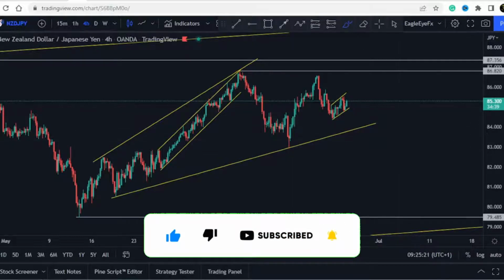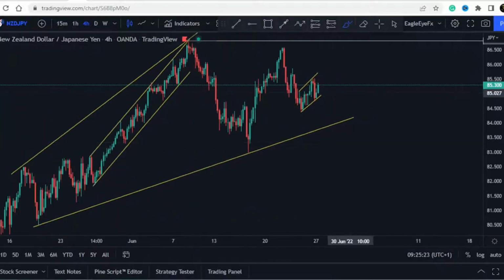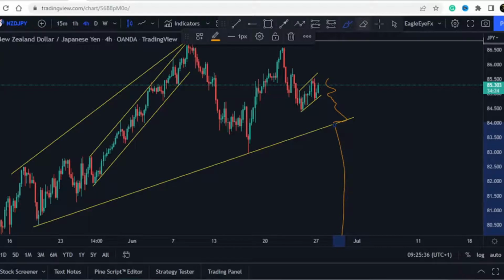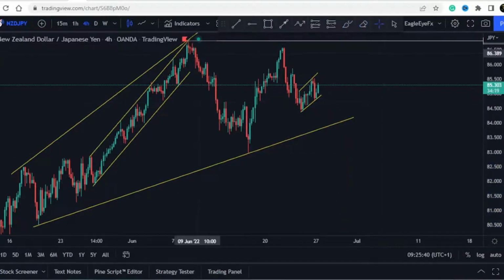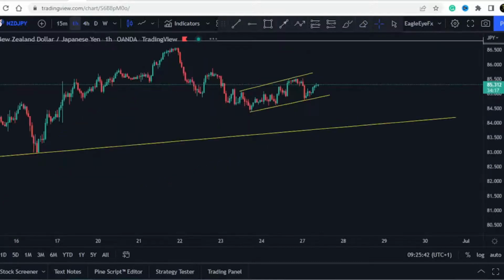All right, now coming to what is currently happening here, you can see that there's an amazing flag that is forming. So of course, I'm expecting this market to trickle down to this level, at least over here, or maybe a break and then continue to the downside. Okay, so let's go to the 1-hour time frame.